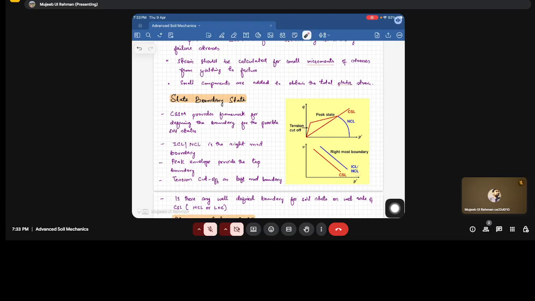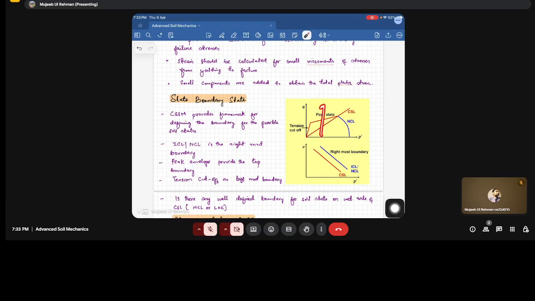If you are unloading the soil, we can't unload it like this. We have a cutoff. Up to this point only we can load the sample, else there will be tension in the soil, which is not applicable. And also the soil cannot go beyond the peak state if we are loading; it cannot pass the peak state if we talk about the HOCs.